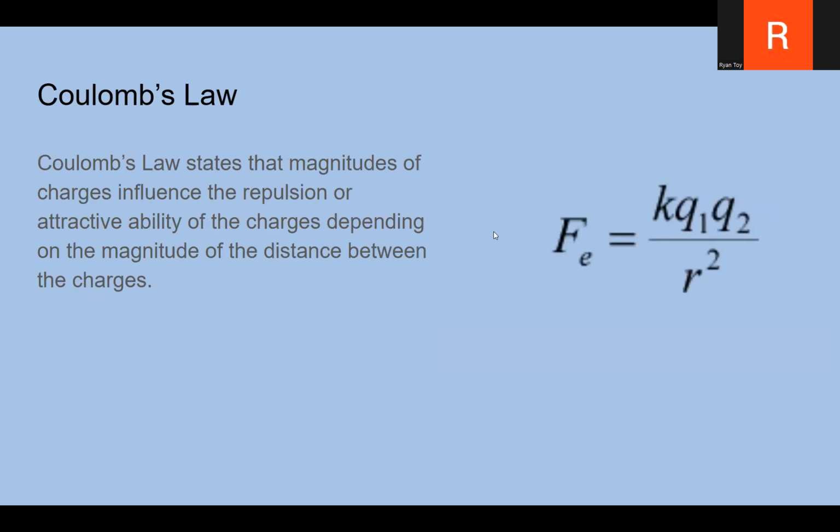Coulomb's law states that magnitudes of charges influence the repulsion or attractive ability of the charges, depending on the magnitude of the distance between the charges and the sign of those charges individually. If two charges are like in nature, they will repel, and if two charges are opposite in nature, they will attract.